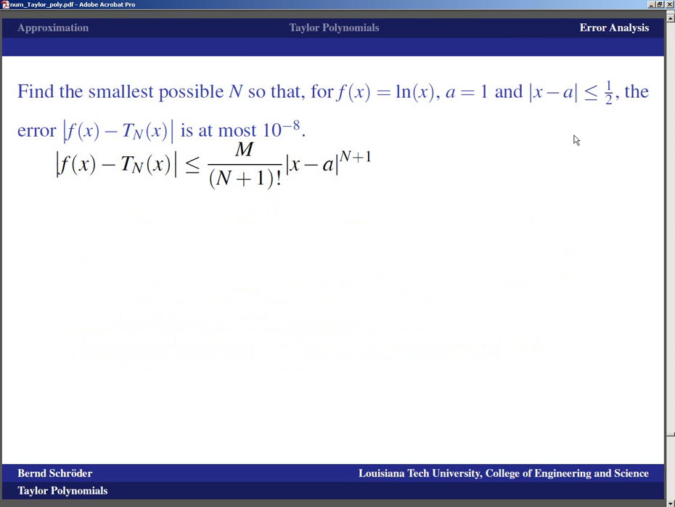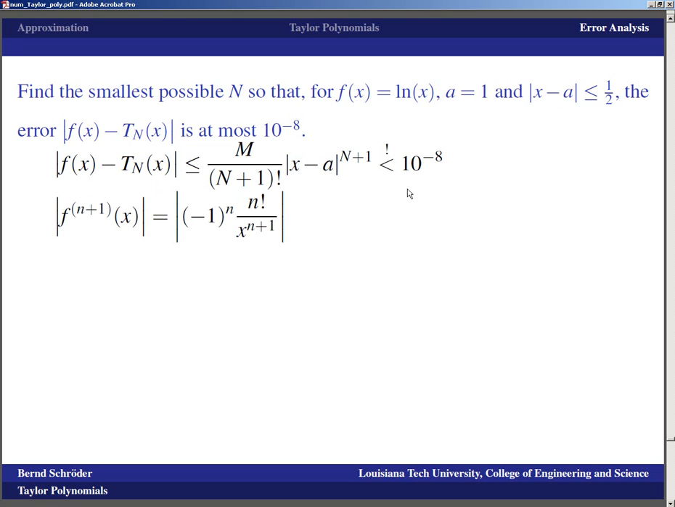This should be the final example here, which shows that this formula really is a worst case estimate and can also go wrong. We want to find the smallest possible n so that for the logarithm function expanded about a equals 1 and an interval of radius 1/2, the error is at most 10 to negative 8. Well, okay, again, the error is smaller than what we get guaranteed by the error formula. We set that smaller than 10 to negative 8. First thing we have to do is find the nth derivative, but we already know that, right?